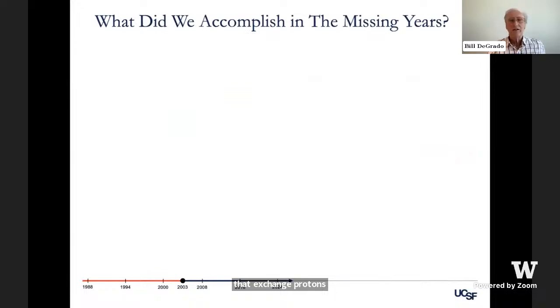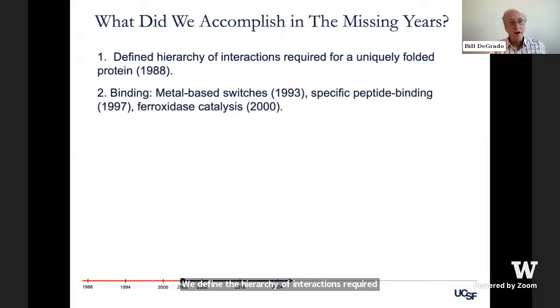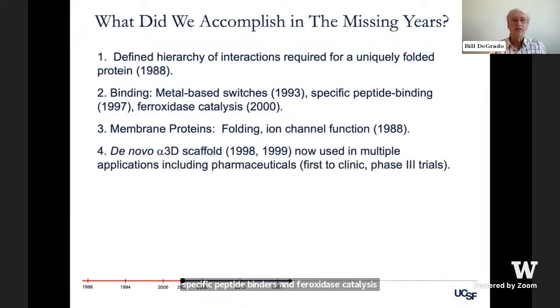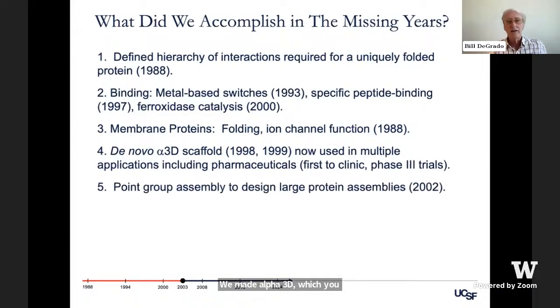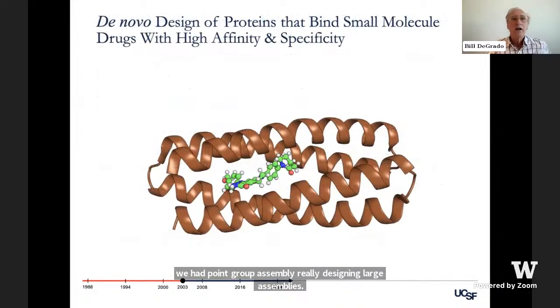So what did we accomplish in these missing years? We defined the hierarchy of interactions required for folding. For binding, we were already able to make switches, specific peptide binders, and peroxidase catalysis. Membrane proteins, we had both structure and function. We made alpha 3D, which you see is now quite advanced. And we had point group assembly, really designing large assemblies. So enough with the history, though. What are we doing now?